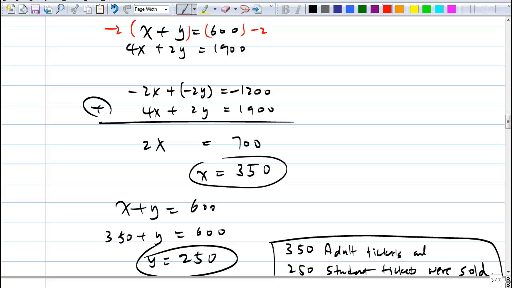Is that okay? Of course, if you have time, you should check and see if this is right. Of course, when I add them together, it goes to 600, so that's pretty good. But you gotta plug into the second equation, right? Was 4x plus 2y equals 1900, and it does come out that way. Any question? Does this make sense?